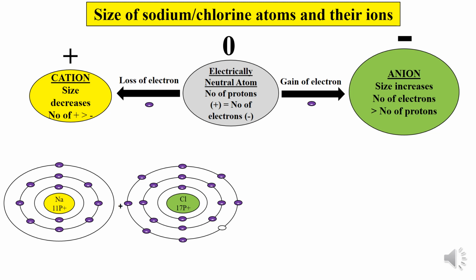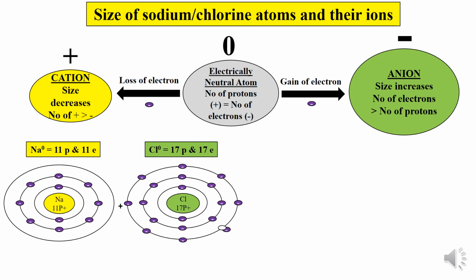Now, in the case of the electrically neutral sodium atom, there are 11 protons in the nucleus and 11 electrons in the respective shells or energy levels. And in the case of the chlorine atom, there are 17 protons in the nucleus and 17 electrons in the respective shells or energy levels. So the balance is maintained. The number of protons is equal to the number of electrons in both cases, and therefore they are electrically neutral.